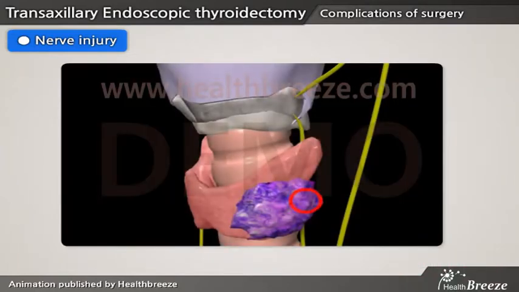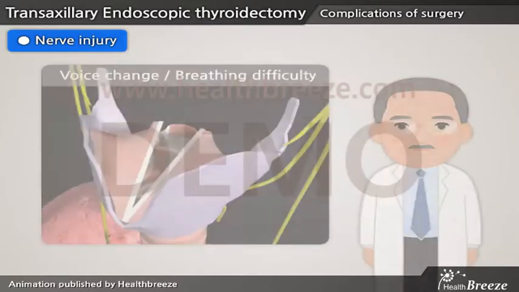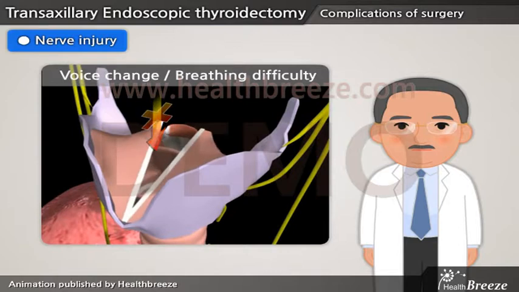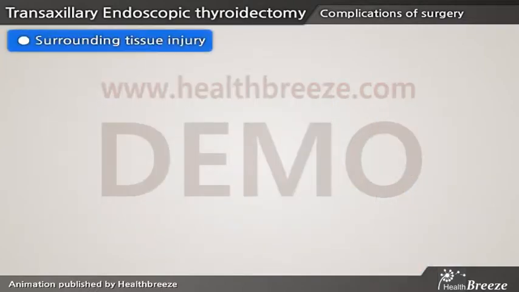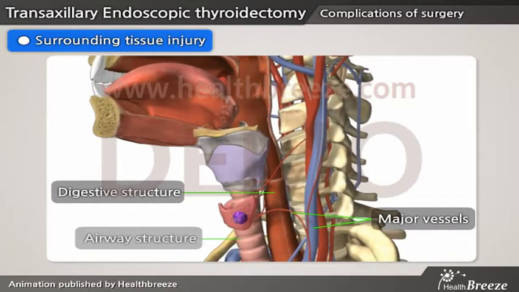In an advanced cancer operations, the nerve is sacrificed if involved with cancer. Some patients may not experience much symptoms, but certain patients may complain about voice change and breathing difficulties. Surrounding tissue injury. Since the thyroid gland is surrounded by major vessels as well as digestive and airway structures, these organs can be injured during the operation.